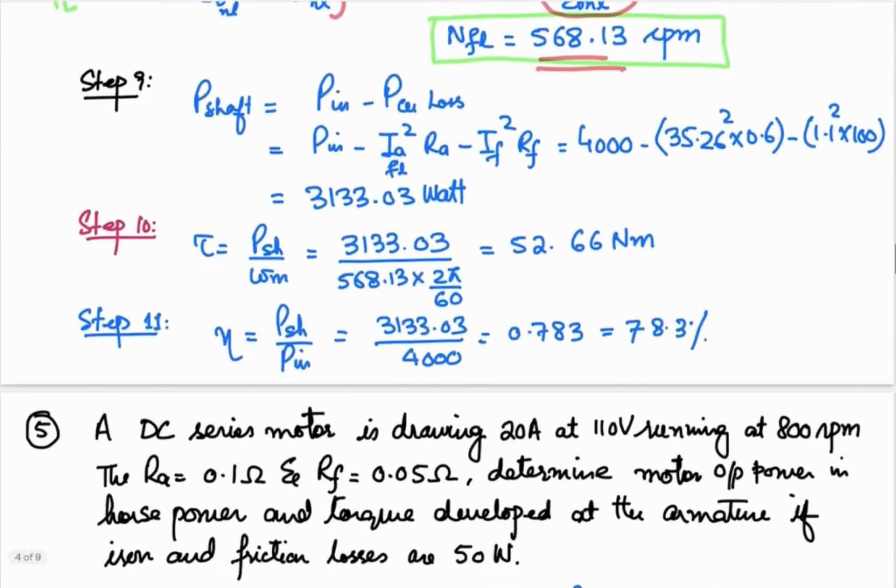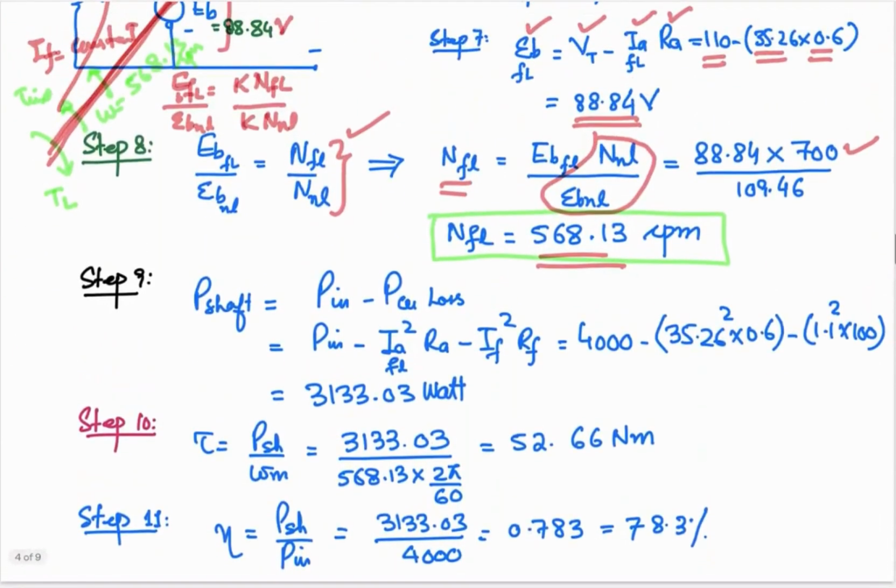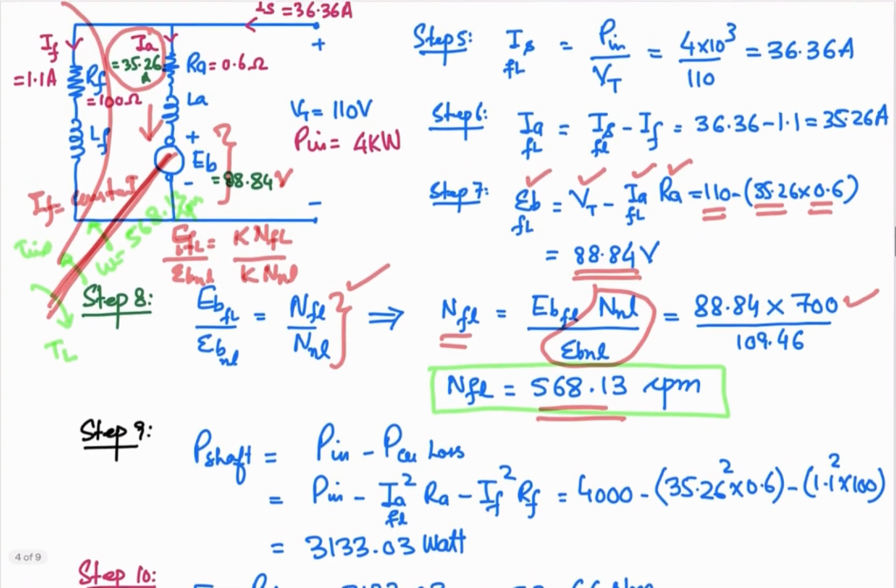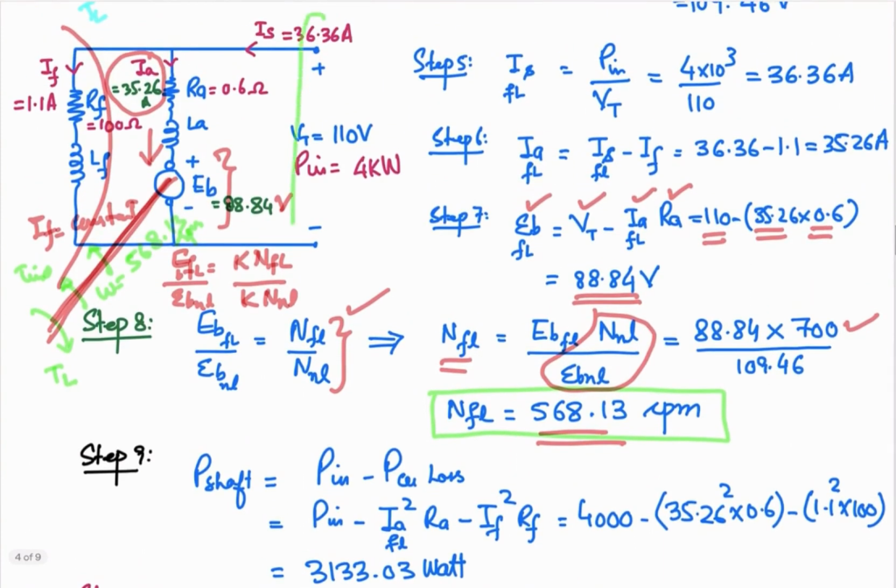Okay, so coming towards the losses and to determine the torque, the load torque. You know that when you are applying this input power, some of the power will be lost across this armature, and the remaining power will be converted into the mechanical form over here, and that will be equal to EB into IA, as we have discussed in the previous tutorial sessions. So that's the power converted into the mechanical form.